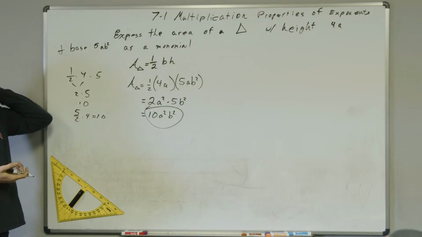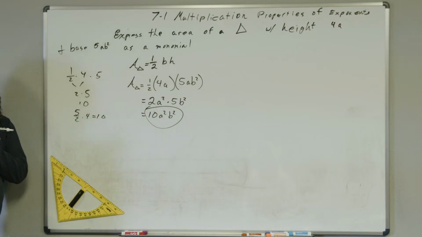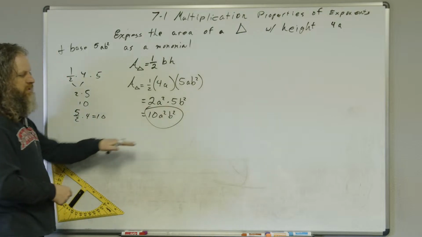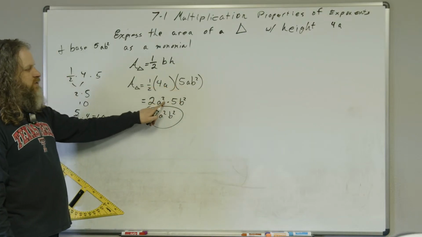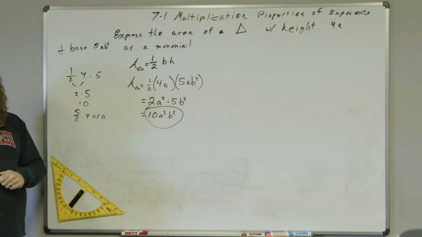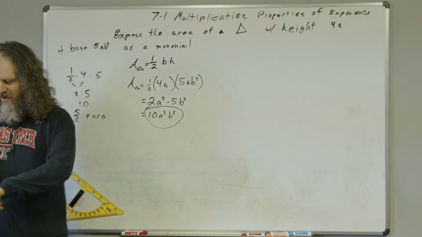The numbers you just multiply. So 1/2 times 4 times 5, which is 10. And A times A is A squared. Does that make sense? Good. Good questions, good things. Great.